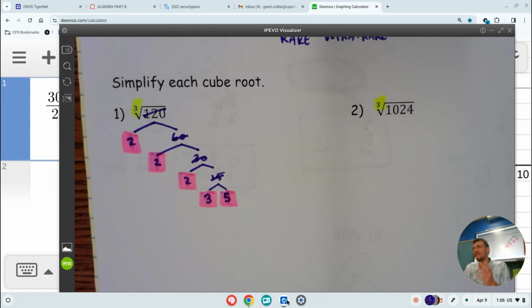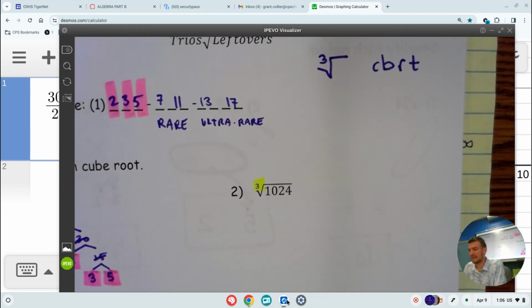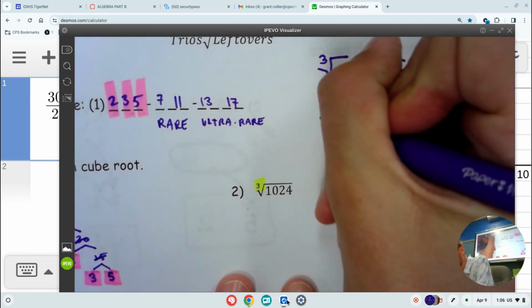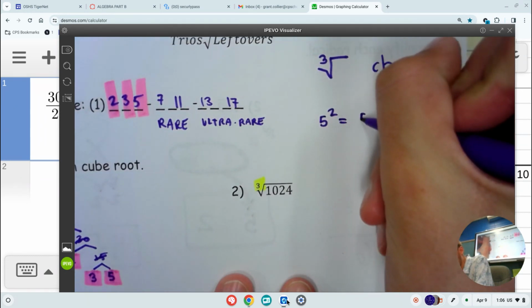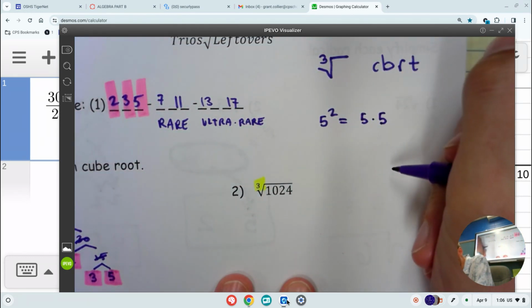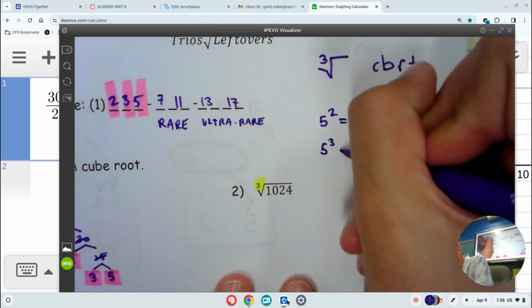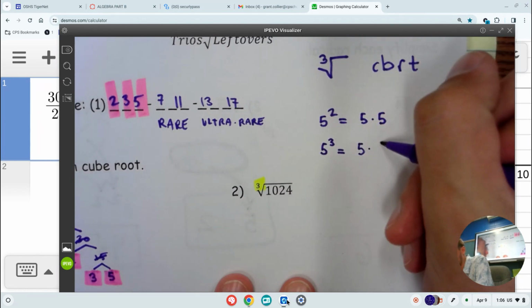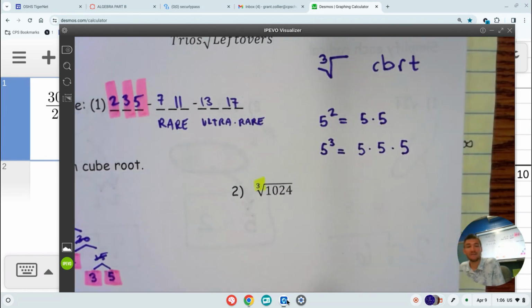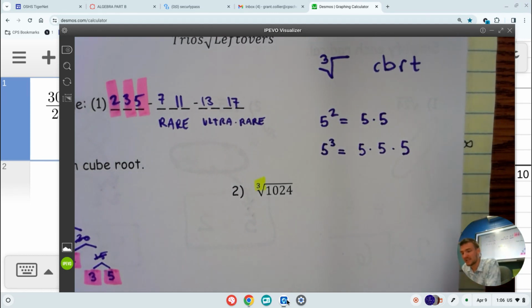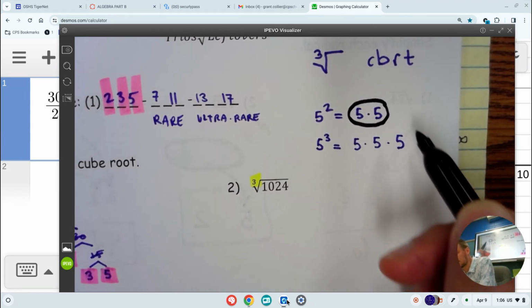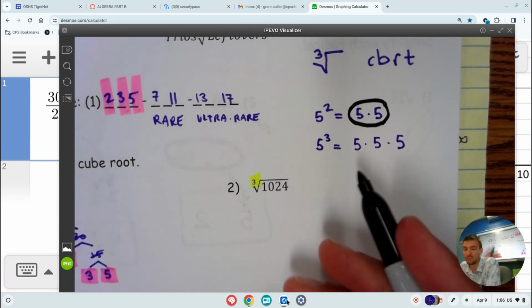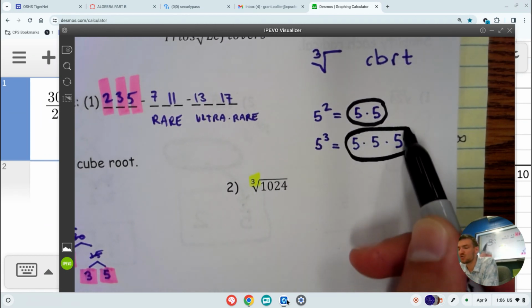Now, there has to be something different between square roots and cube roots, okay? So think about it like this. If you have 5 squared, and that means 5 times 5, what does 5 cubed mean? 5 times 5 times 5. So for squares, we were circling doubles. What do you think we have to do for cube roots? We've got to circle triples.